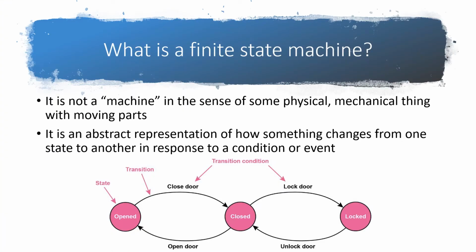So what is a finite state machine? The word machine makes it sound like it's some sort of great mechanical thing, but it actually is not. It's a logical idea, and it's an abstract representation of something that changes from one state to another, right? And it can make that change from one state to another in response to some sort of condition or event.